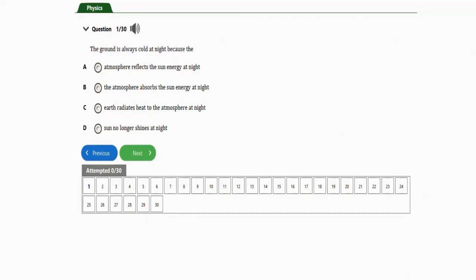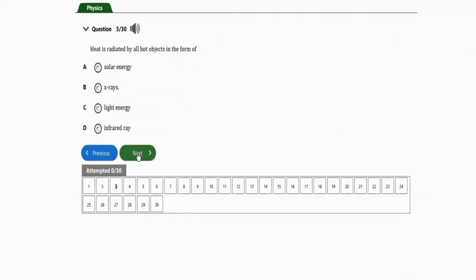Let's go to the next repeated question. Heat is radiated by all hot objects in the form of infrared ray, option D. Alright, so the correct option in this question is option D. Infrared ray is not light energy, it's not X-ray, it's not solar energy, it's infrared ray.